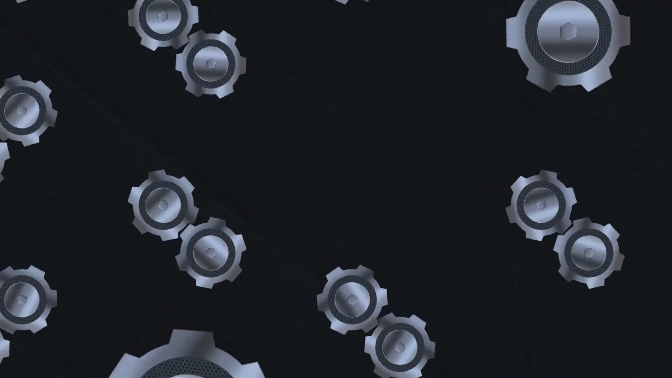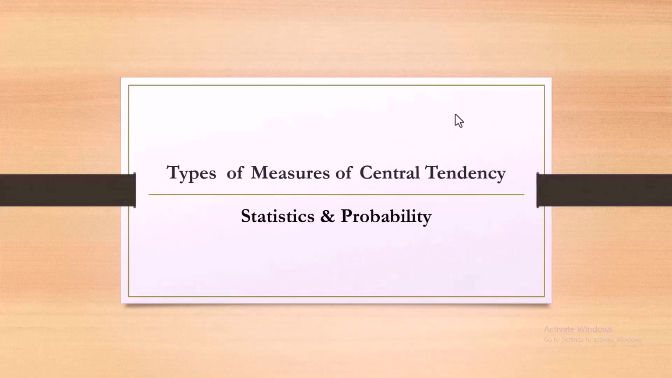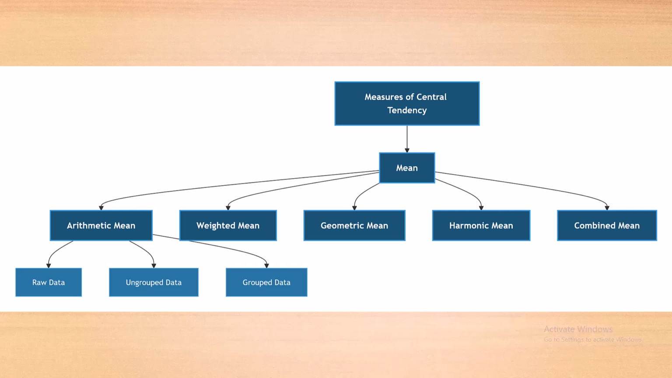Hey everyone, welcome back. Today we are going to learn about the types of measures of central tendency and their computations. In this video, we will go beyond the basics and take a deep dive into various types of mean and how to compute them. Specifically, you will learn how to compute arithmetic mean for raw, ungrouped, and grouped data, as well as geometric mean, harmonic mean, weighted mean, and combined mean.